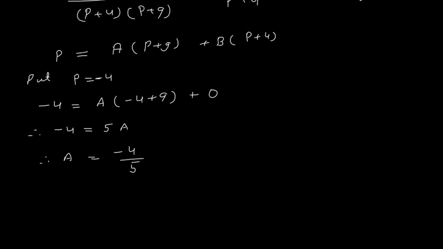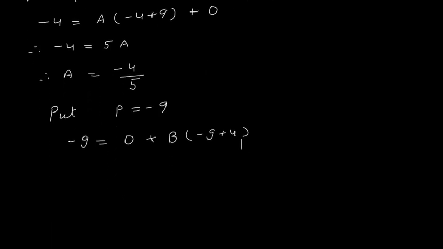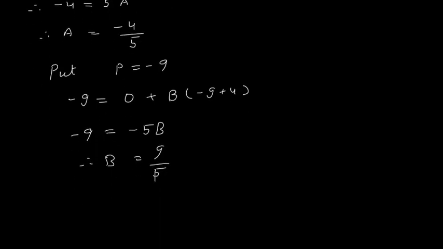Now we put p equal to minus 9. When we take minus 9, the a term becomes 0 and the b term becomes minus 9 plus 4, so this is minus 5b. Therefore the value of b is 9 upon 5. So the value of a is minus 4 upon 5 and the value of b is 9 upon 5.